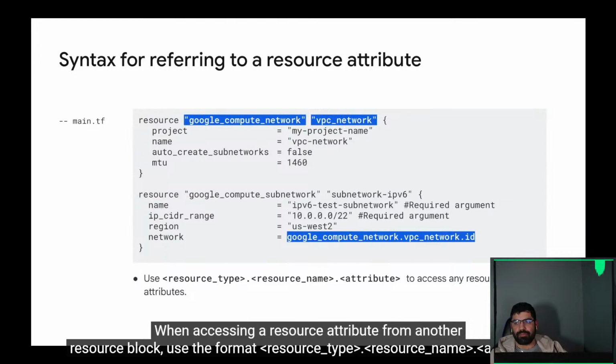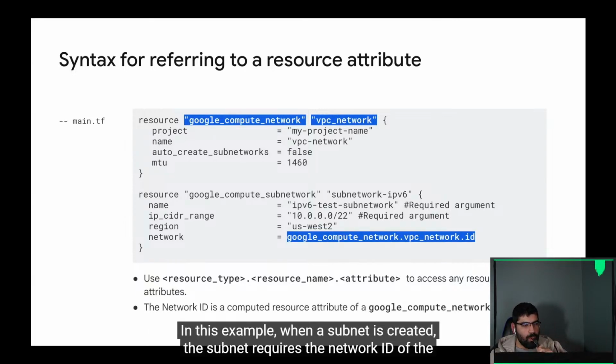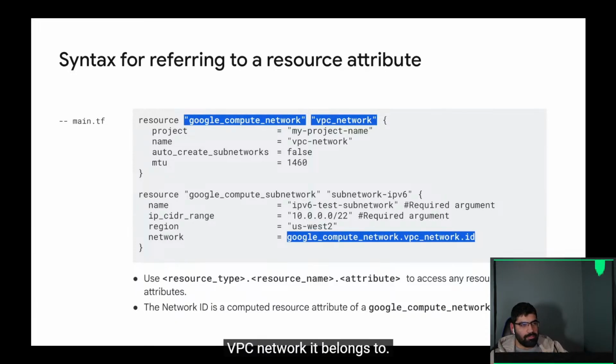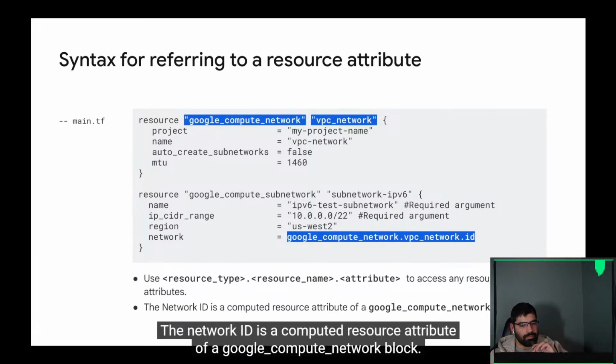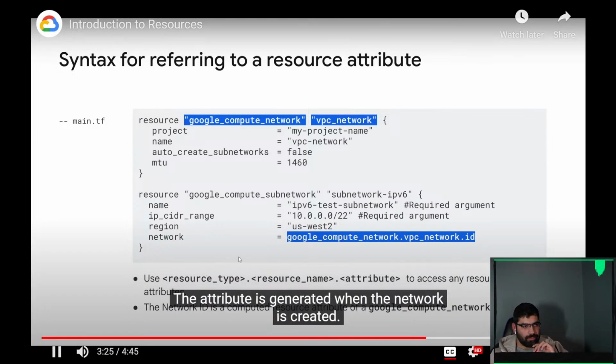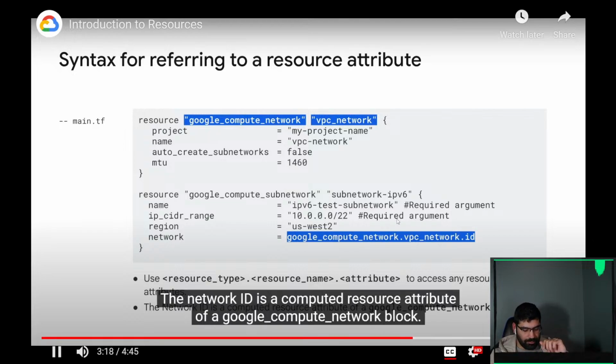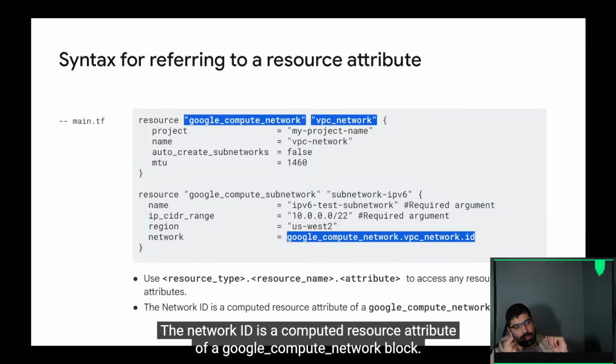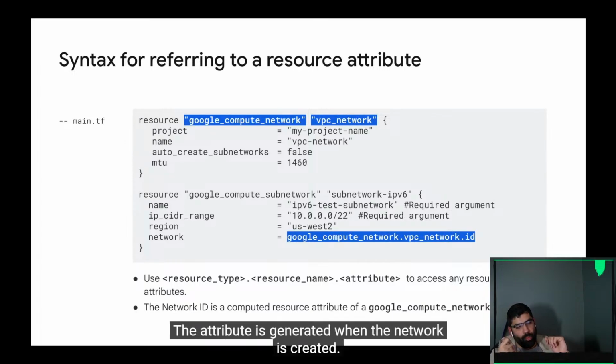When accessing a resource attribute from another resource block, use the format resource type dot resource name dot attribute. In this example, when a subnet is created, the subnet requires the network ID of the VPC network it belongs to. The network ID is a computed resource attribute of a google_compute_network block. The attribute is generated when the network is created.